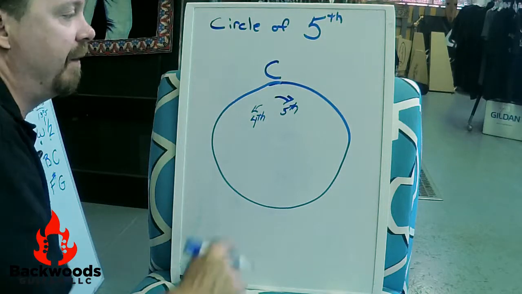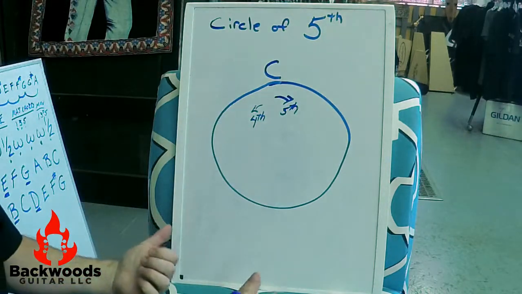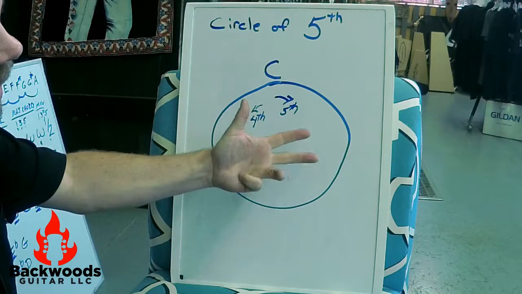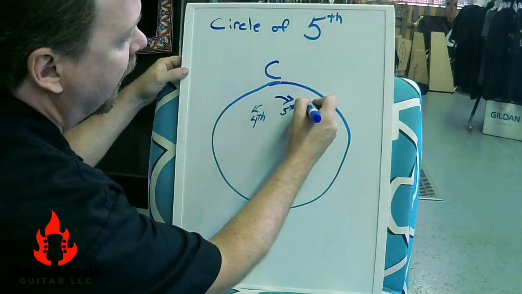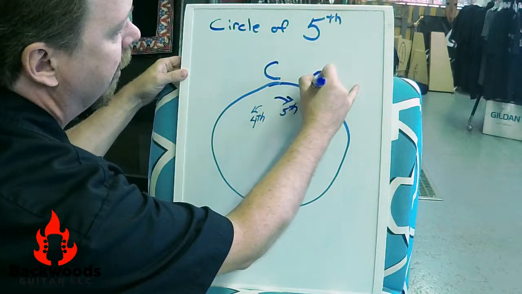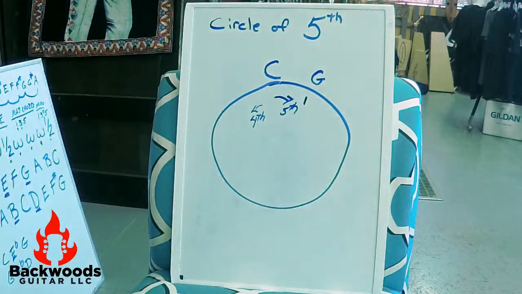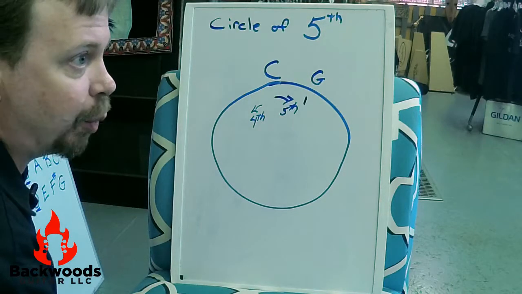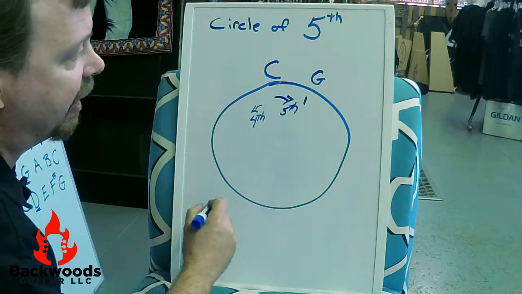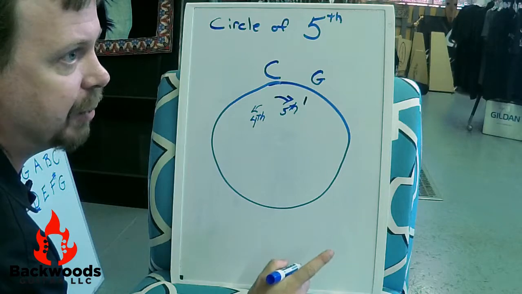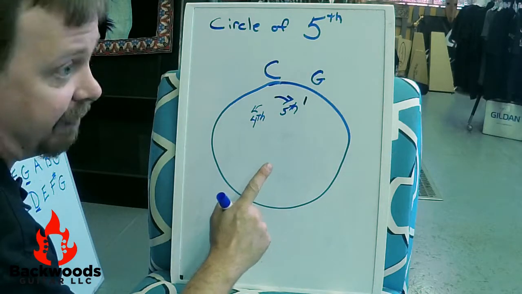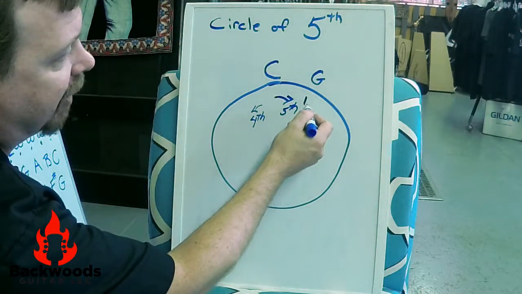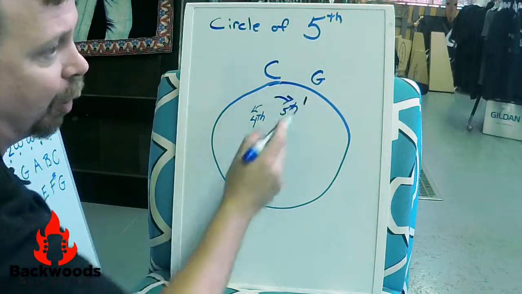So if it moves in fifths, going to the right, start counting. C, D, E, F, G. So at 1 o'clock, we're going to put the key of G. Now if you remember from the other music theory video that we just watched, when we wrote out a G major scale, it had how many sharps in it? It had 1, F. Coincidence, right? 1 sharp in this key at 1 o'clock.